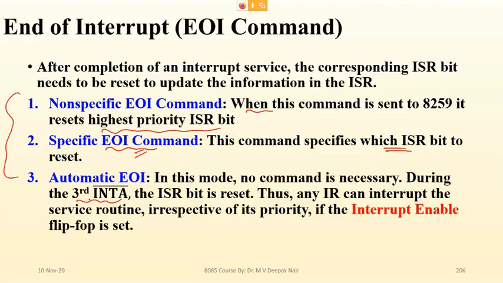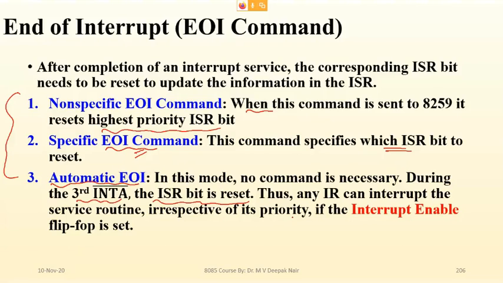Okay, during the third INTA: the first INTA is for the call, the second INTA is for the lower byte of the ISS, that means interrupt service subroutine, and the third INTA is for the higher byte of the address of the interrupt service subroutine. So just after the third INTA, the ISR bit will be reset. Just after acknowledging the third interrupt, the ISR bit is automatically reset, if you are putting the device into automatic end of interrupt mode.